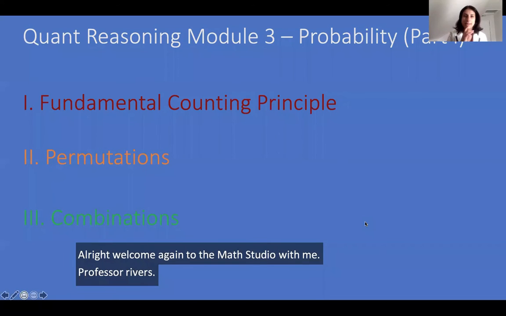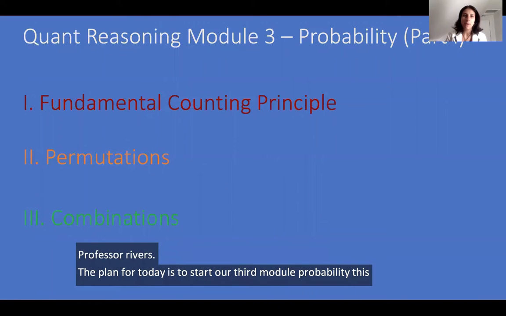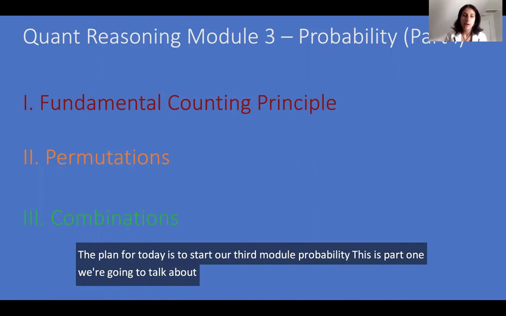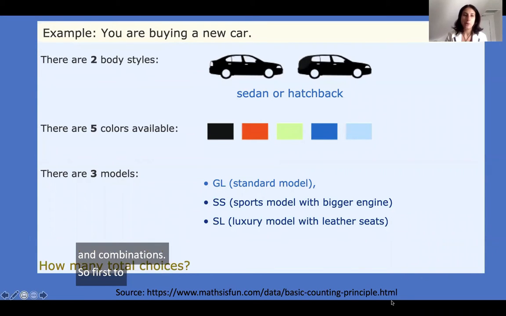The plan for today is to start our third module, probability. This is part one. We're going to talk about fundamental counting principle, permutations, and combinations. So first, to start with the fundamental counting principle.